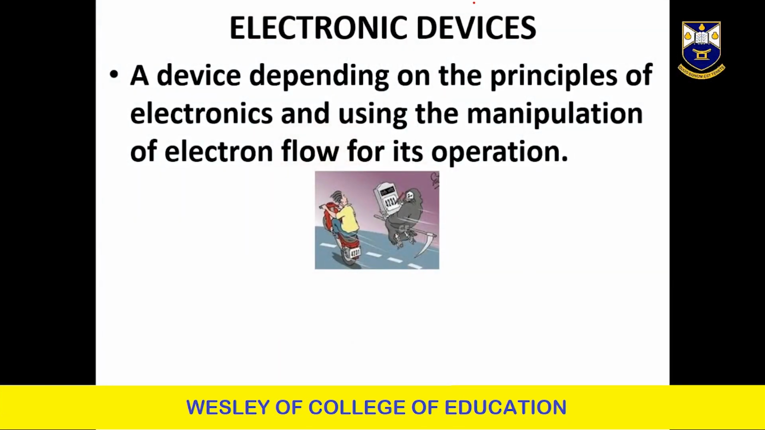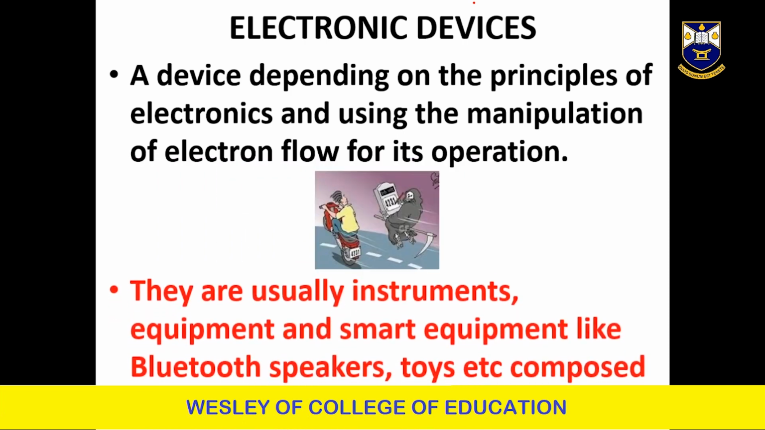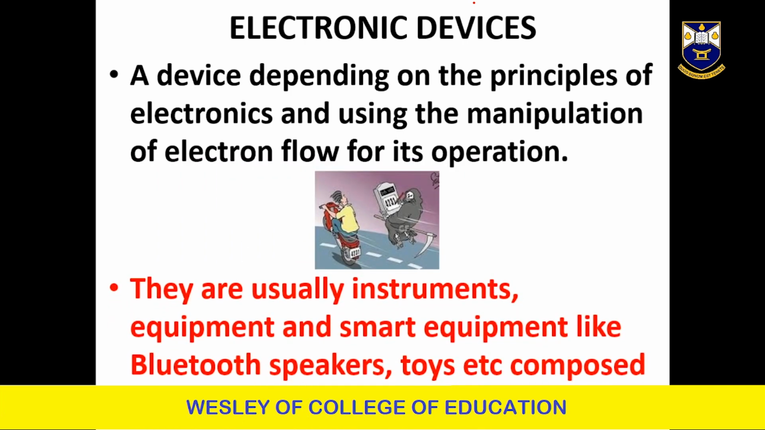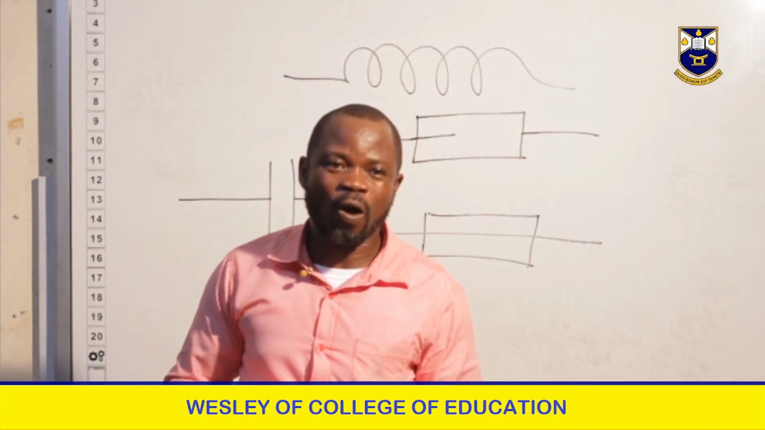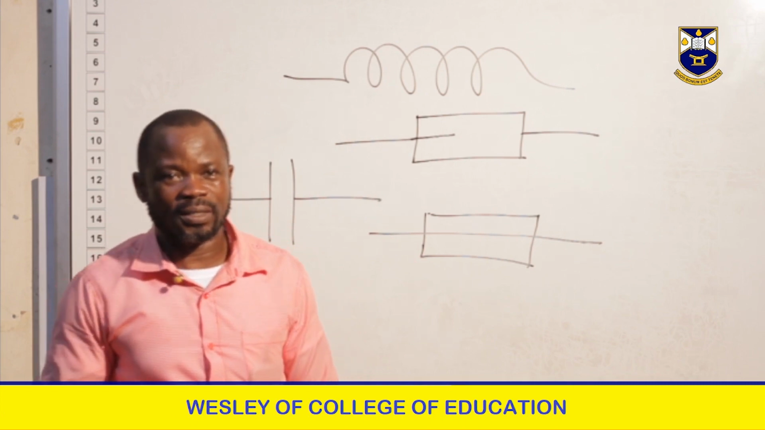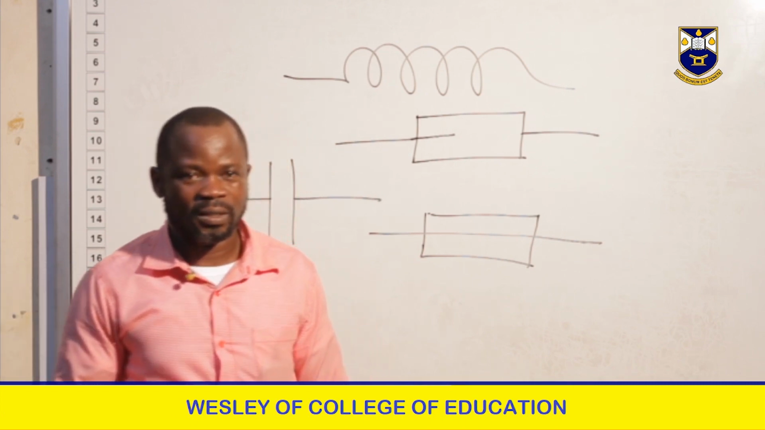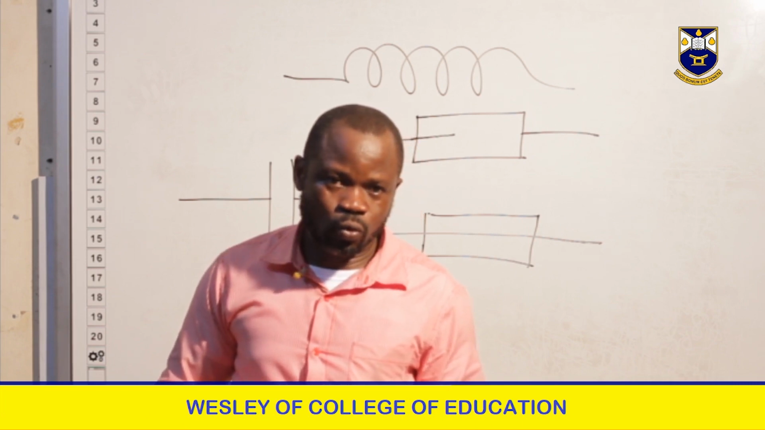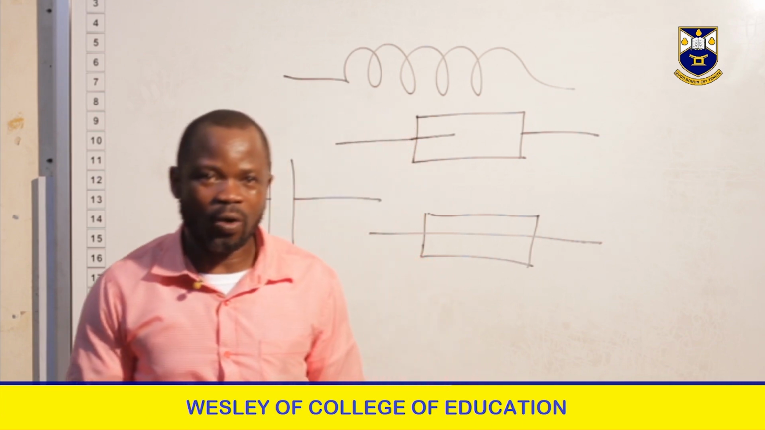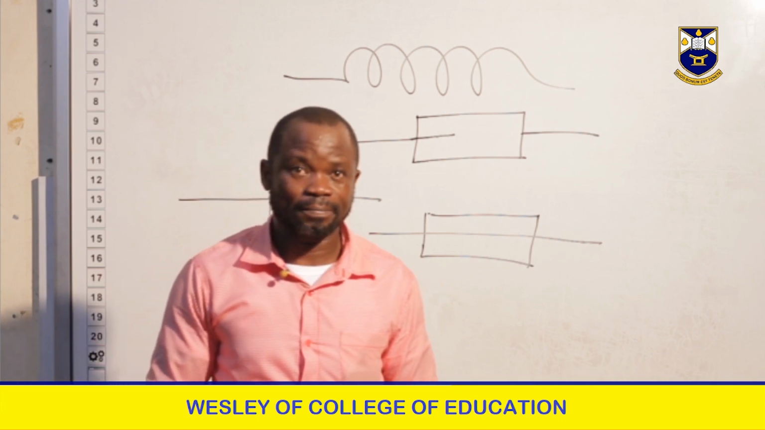So electronic devices are usually instruments or equipment or smart equipment like Bluetooth speakers, toys, and so on, composed of various components. Every electronic device may have two or more of the components that we have mentioned.